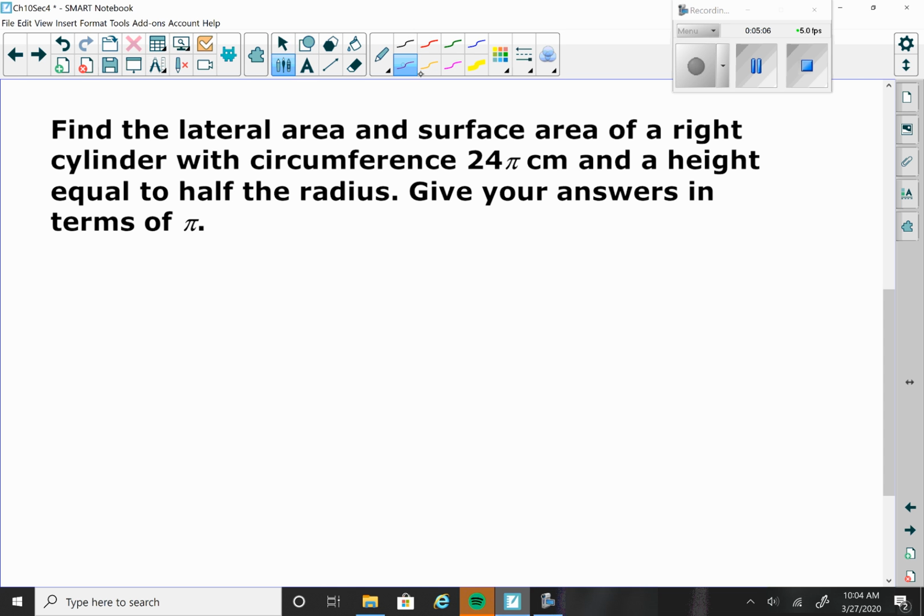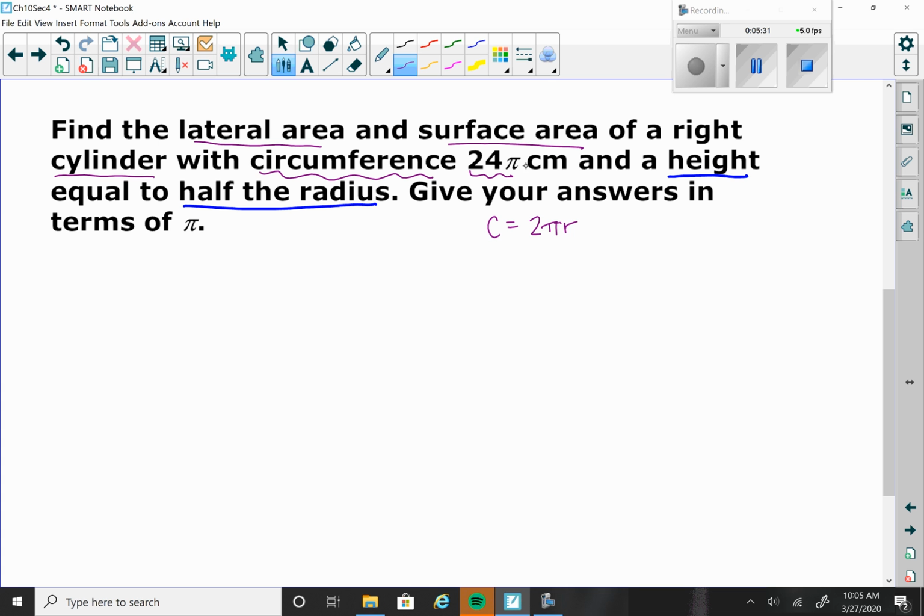Again, we want to find the lateral area and surface area of a right cylinder, meaning it's standing straight up and down, with a circumference of 24 pi and a height equal to half the radius. This is a little tricky. Again, when I see the word circumference, I think of my circumference formula. Circumference equals 2 pi r.